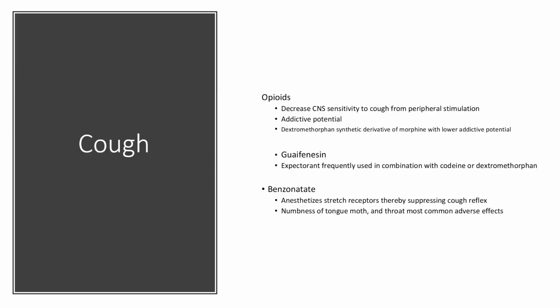Cough. I covered this already, but I just thought I wanted to make a slide about it. Opioids decrease the CNS sensitivity to the cough. We have addictive potential, and dextromethorphan is a synthetic derivative of morphine with a lower addictive potential. So I try to steer clear of opioids. I prescribe them once in a while, but not often. Guaifenesin, I like to use guaifenesin.